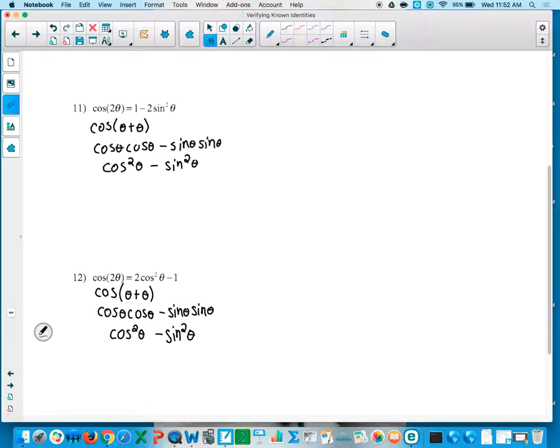So the cosine squared for the first one, we're going to change into 1 minus sine squared. And then you're just combining. And then for the second one, you can change over the sine squared to 1 minus cosine squared. That's going to be one more step because you have to distribute the negative.